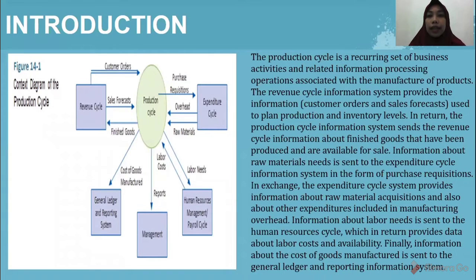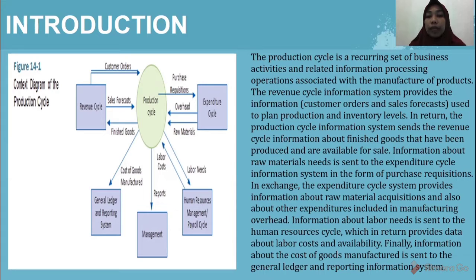The production cycle is a recurring set of business activities and related information processing operations associated with the manufacture of products. The revenue cycle information system provides the information, customer orders and sales forecasts, used to plan production and inventory levels. In return, the production cycle information system sends the revenue cycle information about finished goods that have been produced and are available for sale.